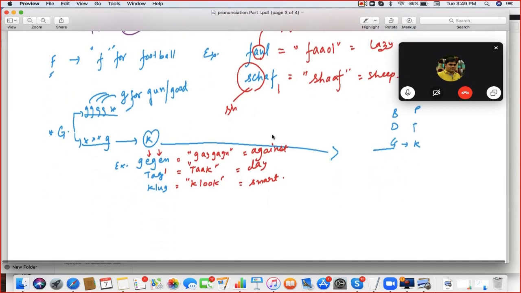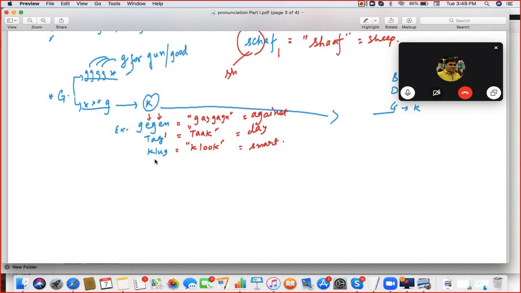Next is G. G in the end is K. Remember that table? BDG, PTK. So G in the end is K. Beginning or middle is G, as in gun. Speak the example. Gegen, Tag, Klug. Gegen, Tag, and Klug.